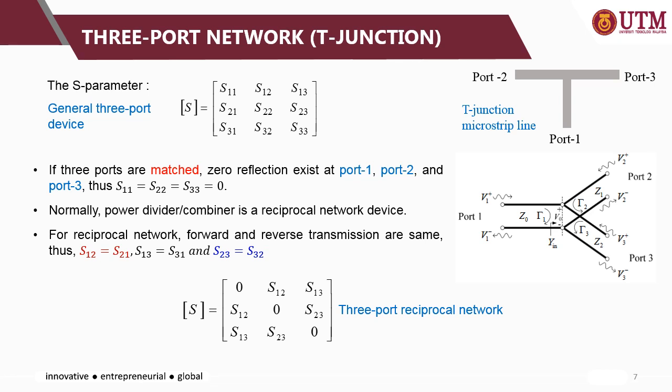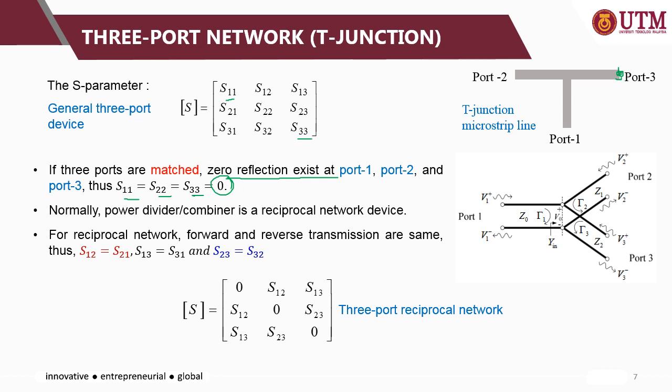Okay, let's look at the first one, the simplest power divider design, which is the T-junction. It is a three-port network, so the matrix will involve from S11 up to S33. If all three ports are matched, there's zero reflection at port 1, port 2, and port 3, therefore S11, S22, and S33 will be equal to 0.